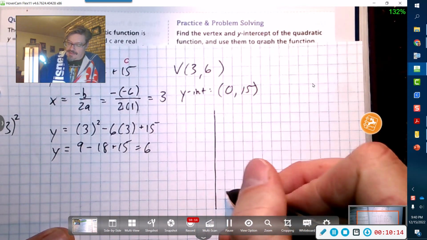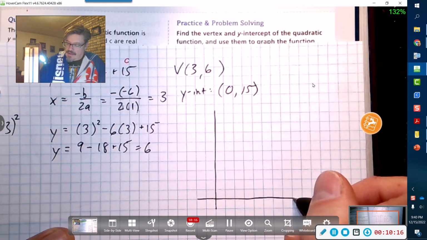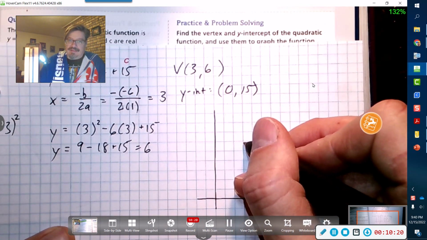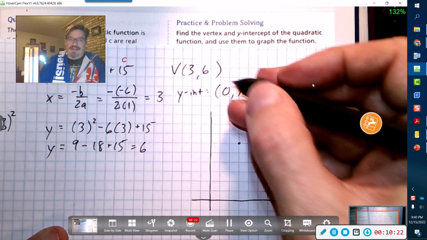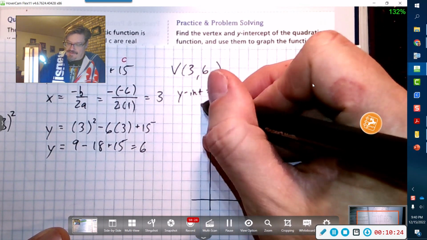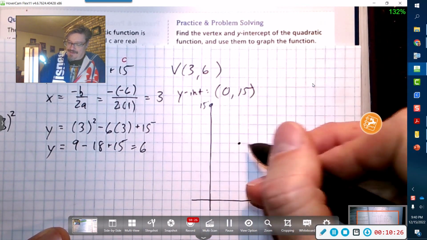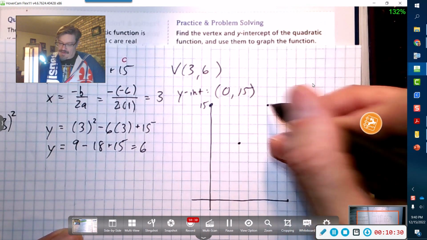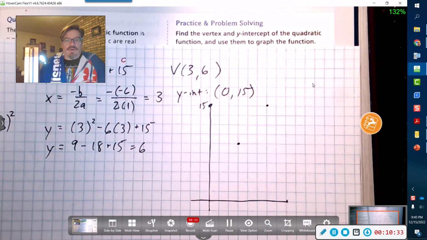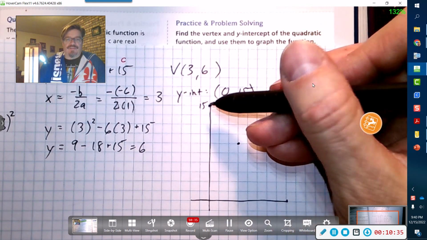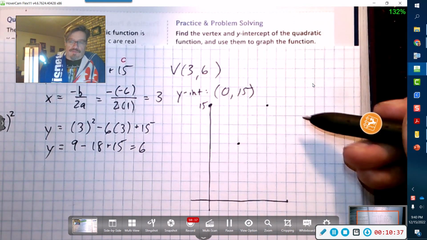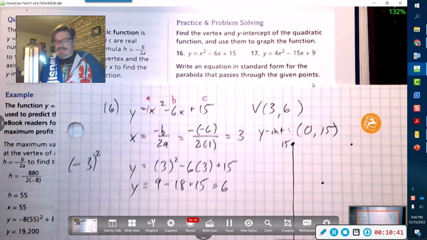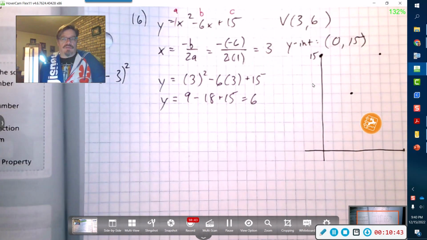So we go 3, 6. Let's pretend that's 3. That's 6. Let's pretend that that's 6. And then let's pretend that this is 15. So it's going to look just like that. I know it's not exactly 15. I'm just trying to move along here. So that looks good. If you had to graph this on the test, your scales would already be ready for you.